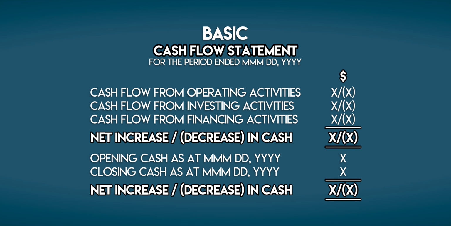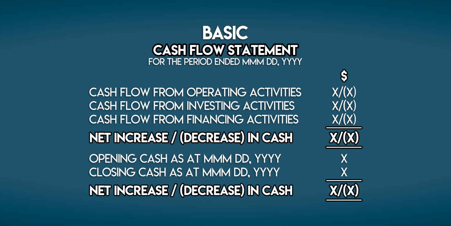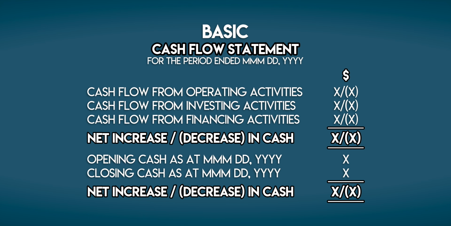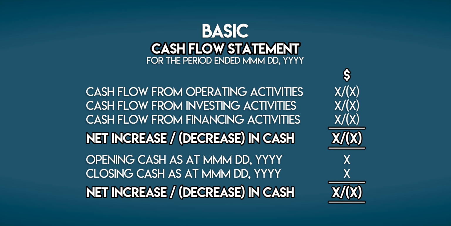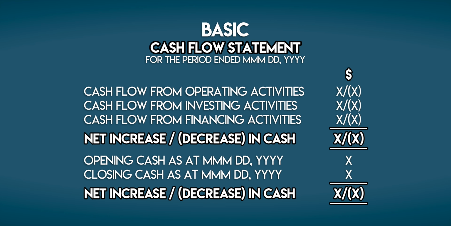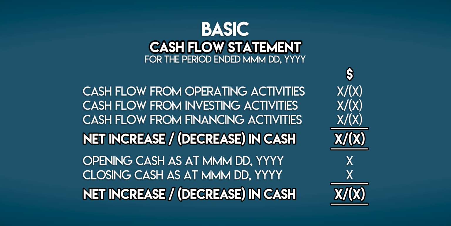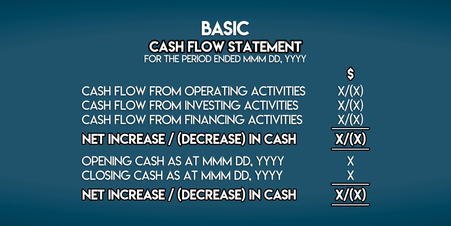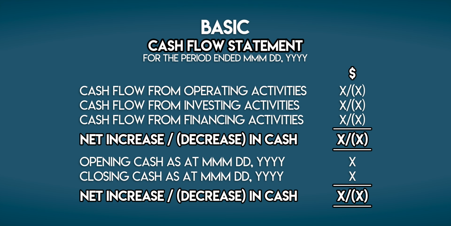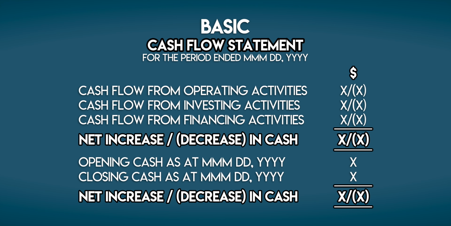They involve the buying or selling of investments or other long-term assets. And finally, financing activities relate to funding the business through raising or repaying cash to third-party banks or the owners of the business. This, my friends, is the basic structure of the cash flow statement. Positive numbers represent cash inflows and negative numbers are cash outflows.